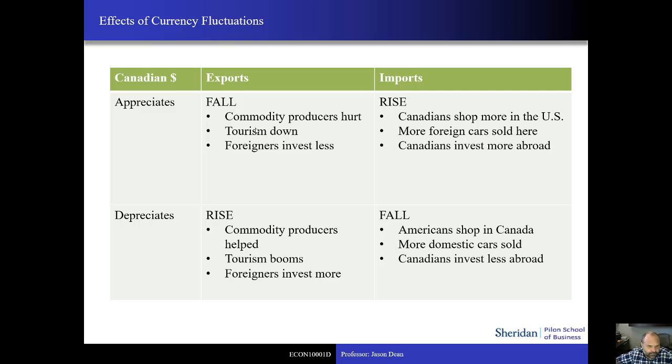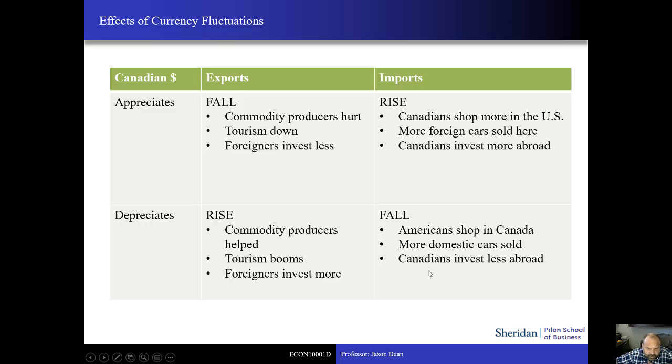And then if we look at when the Canadian dollar depreciates, we're just going to get the opposite of the above. If our currency depreciates, it's cheaper for people to buy our goods and services. And so that will help commodity producers. We could get more tourism, etc. And then we would also have a fall in imports for the opposite reasons of why they would rise when the currency appreciates. Again, if our currency is not strong, it's depreciated or devalued, then it costs us more to buy stuff abroad.